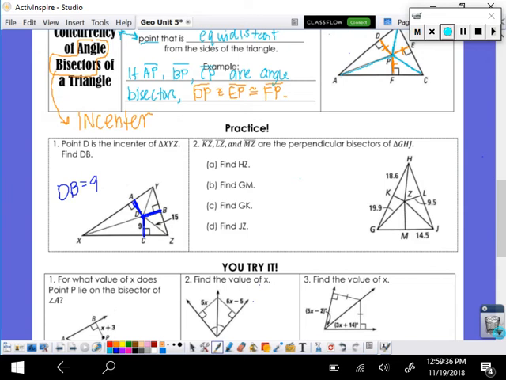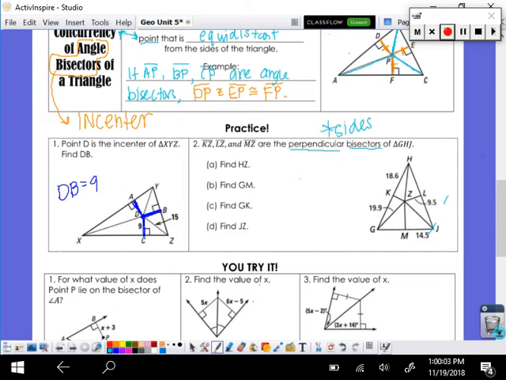Number 2 might be a little bit more intense. There are more things labeled. We're looking for other things. So here we have segment KZ, segment LZ, and segment MZ are perpendicular bisectors of triangle GHJ. Notice this doesn't mention incenter, not mentioning angles. We're looking at perpendicular bisectors, so I need to be focusing on the sides of my triangle.